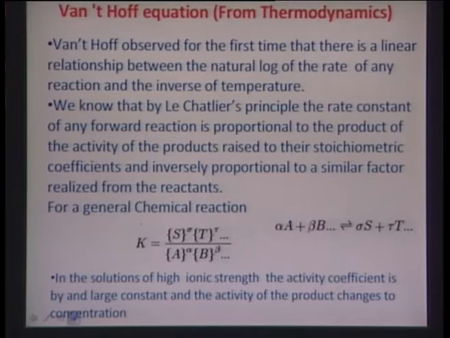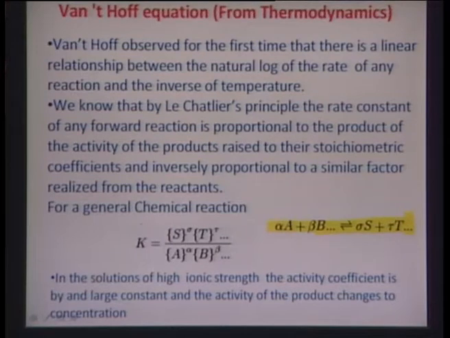So, let us look at the Van 't Hoff equation and how it came from thermodynamics. The Van 't Hoff for the first time observed that there is a linear relationship between the natural log of the rate of a reaction and the inverse of temperature. And the rate of a reaction, again assuming this to be the reaction, alpha moles of A reacts with beta moles of B, and with several other components here, reversibly to obtain sigma moles of S, tau moles of T, and several other products here.